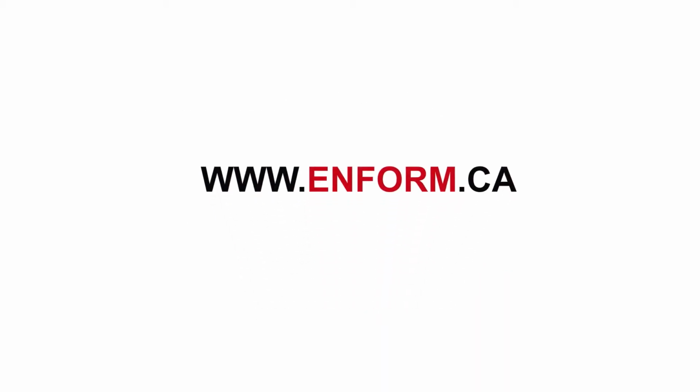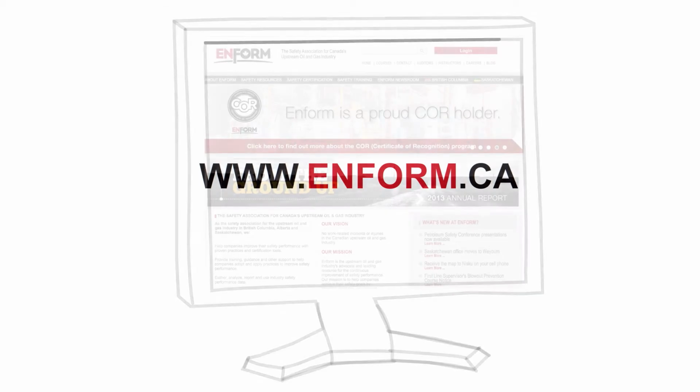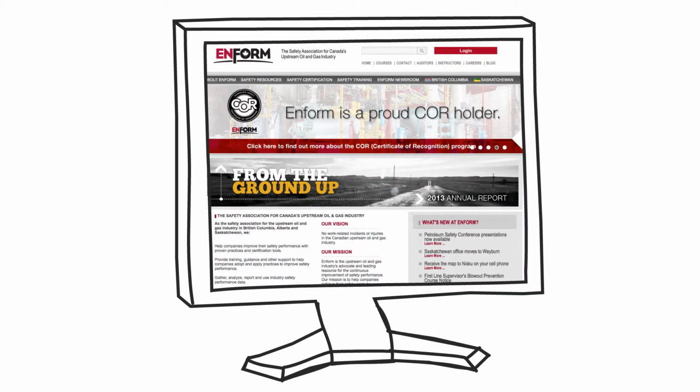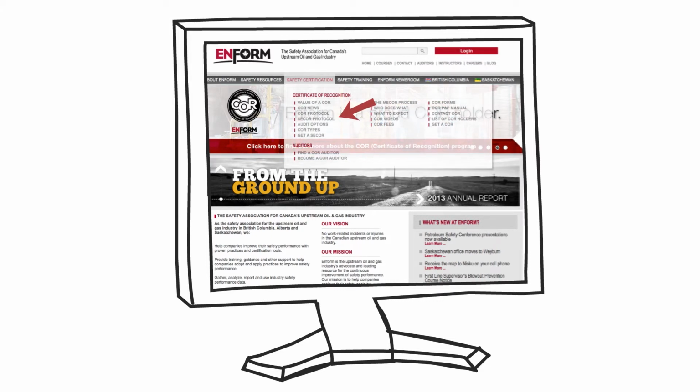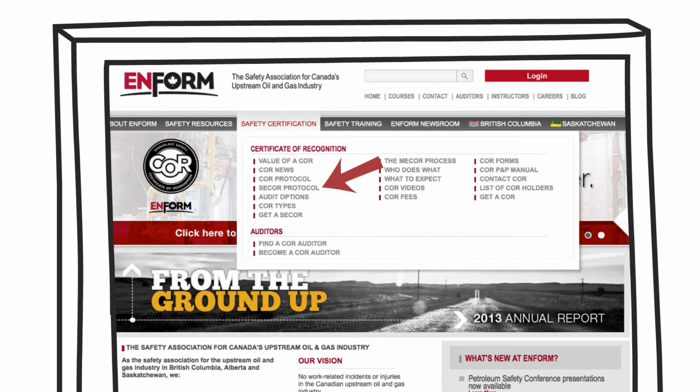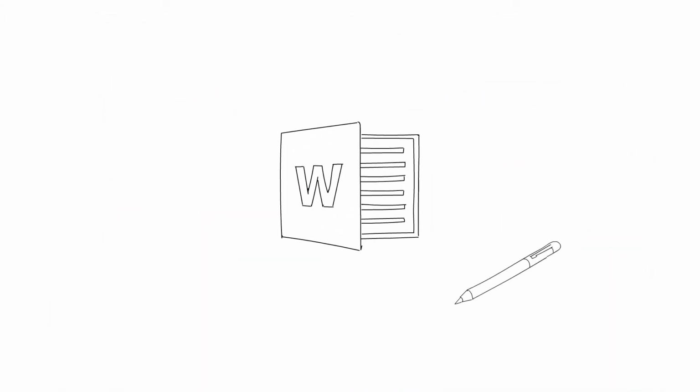You should start by downloading the most recent audit document from the Enform website. Just head over to enform.ca and look for the SECOR protocol page in the Certificates of Recognition section. If you download the Microsoft Word file, you can save all your audit information on your computer, so put away that pen. Here are the new areas you'll find in the protocol.